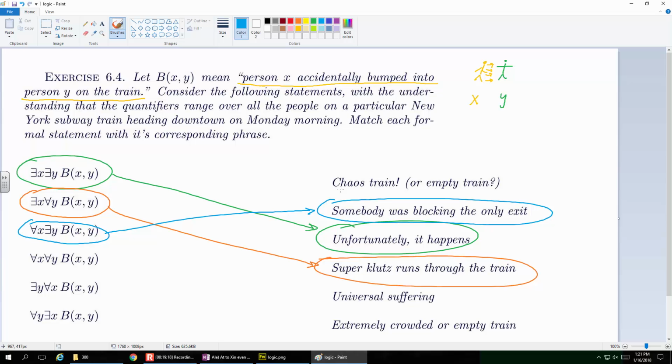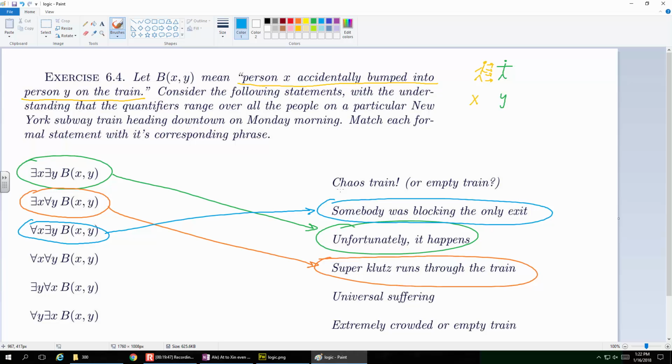Okay, so now chaos train or universal suffering. That is the judgment call. So let's maybe go to "extremely crowded." That just says when there's an extremely crowded train. Yes, but it doesn't mean that it is crowded here, crowded there. It doesn't mean that this person will bump into that person necessarily. It's still crowded, right? So it's just saying there's a random person bumping, so someone's getting bumped.